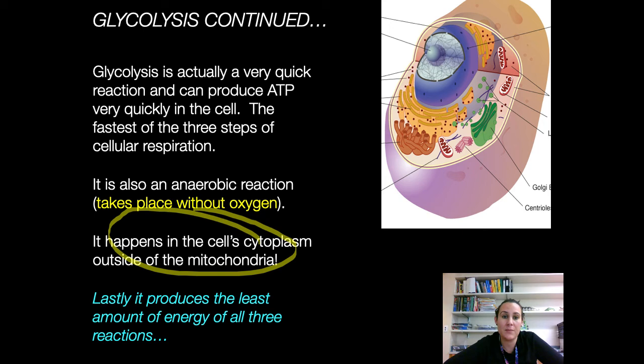It happens in the cytoplasm, and it can make ATP really quickly, but it doesn't make a ton of ATP. That would be one of its downfalls. Again, it takes place without oxygen, and it happens in the cell cytoplasm, outside the mitochondria. It doesn't need mitochondria. And it produces the least amount of energy of all.